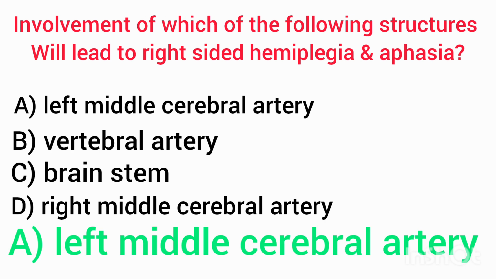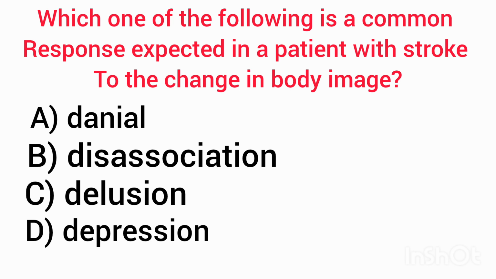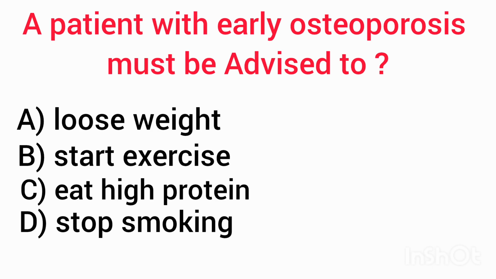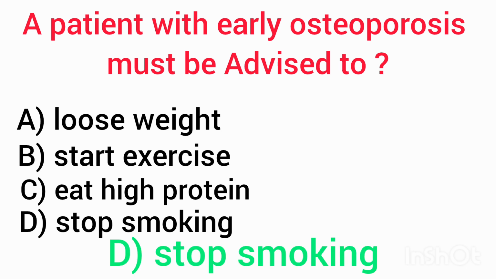Next question. Which one of the following is a common response expected in a patient with stroke to the change in body image? Denial, disassociation, delusion, depression. Answer: depression. Next question. A patient with early osteoporosis must be advised to: lose weight, start exercise, eat high protein, stop smoking. Answer: stop smoking. Next question.